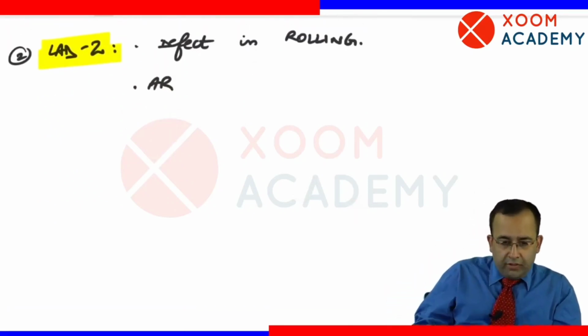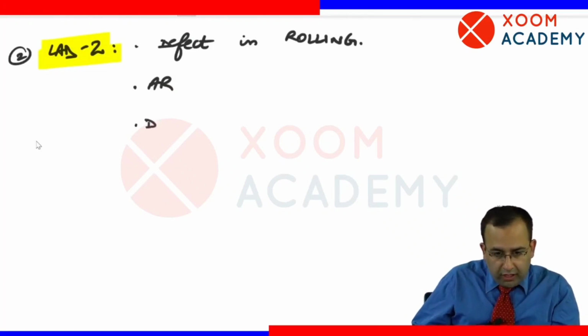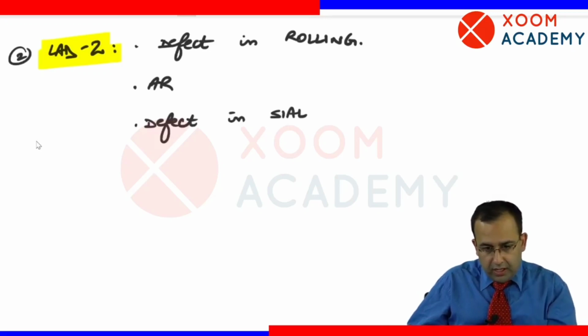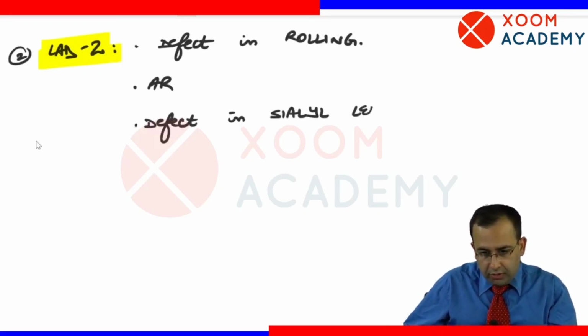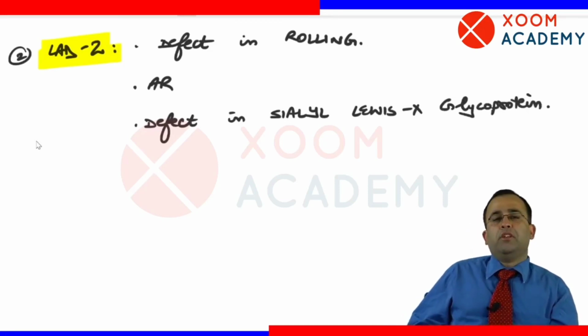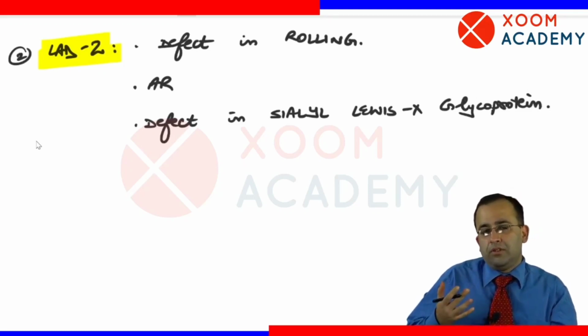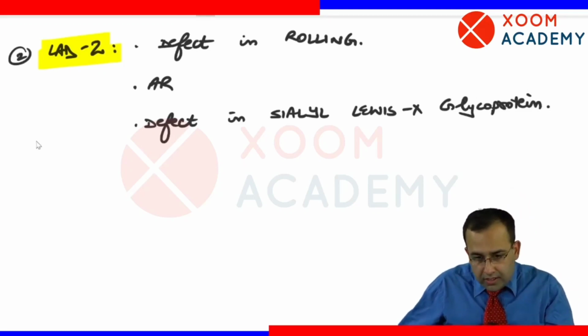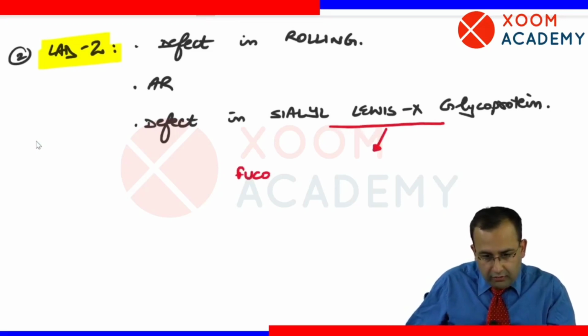Why is it a defect in rolling? Which is the leukocyte receptor in rolling? Because of a defect in sialyl Lewis X glycoprotein. Sialyl Lewis X glycoprotein, this is a fucose containing ligand. इसके अंदर fucose होता है. It has fucose in it.